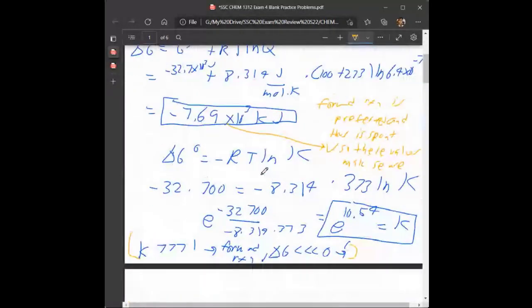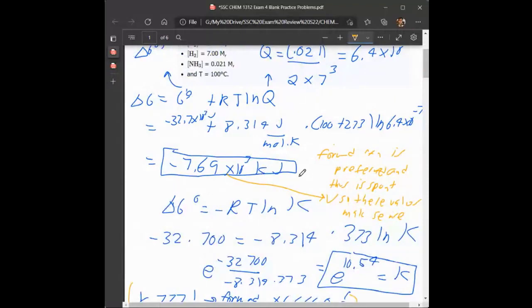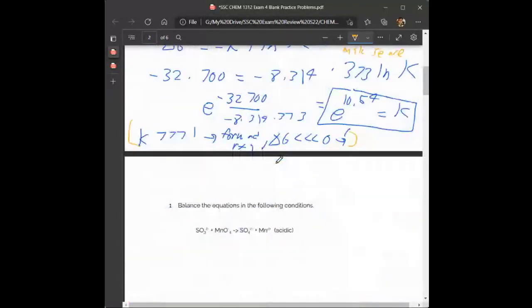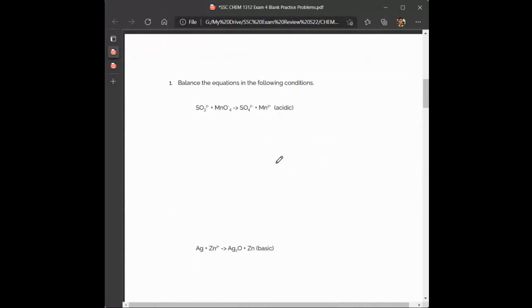So that's a good question. That's a good point that someone mentioned. So the reaction would be spontaneous because delta G is negative. Yes, that is correct. Cool.